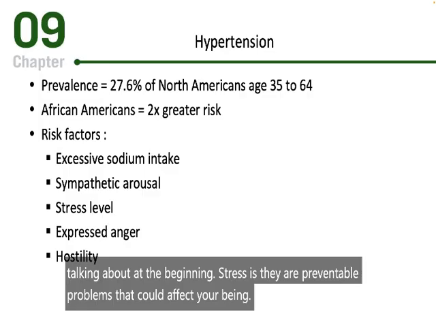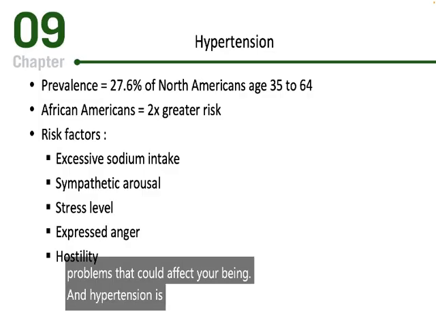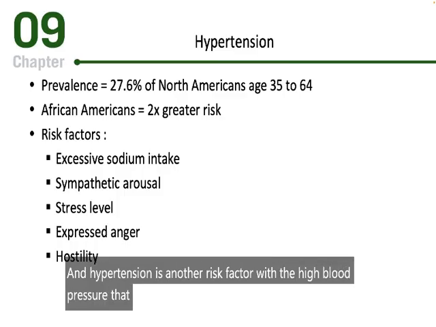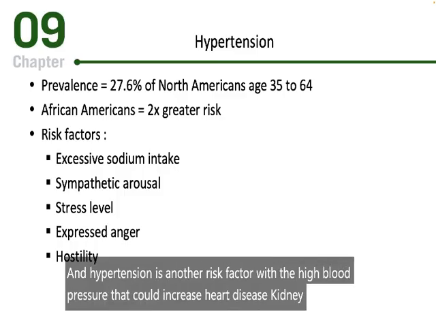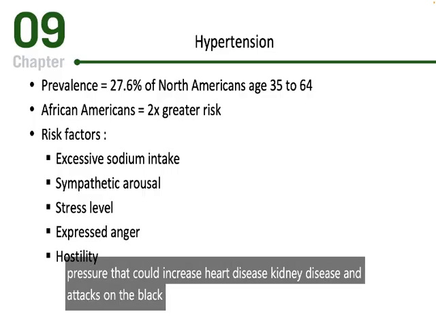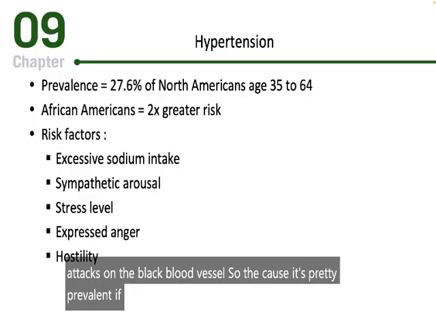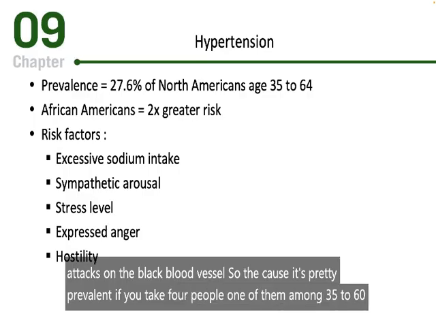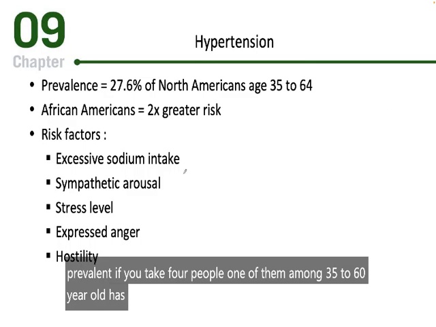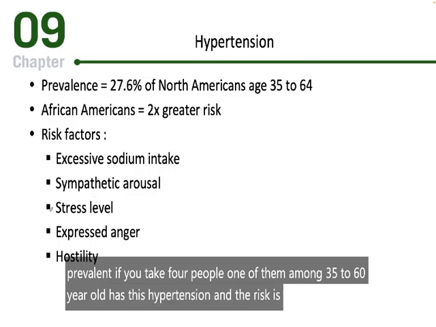And hypertension is another risk factor. It's a high blood pressure that could increase heart disease, kidney disease, and attacks on the blood vessel. So the cause, it's pretty prevalent. If you take 4 people, one of them among 35 to 60-year-olds has this hypertension. And the risk is, of course, some behavioral aspects and some physiological aspects.